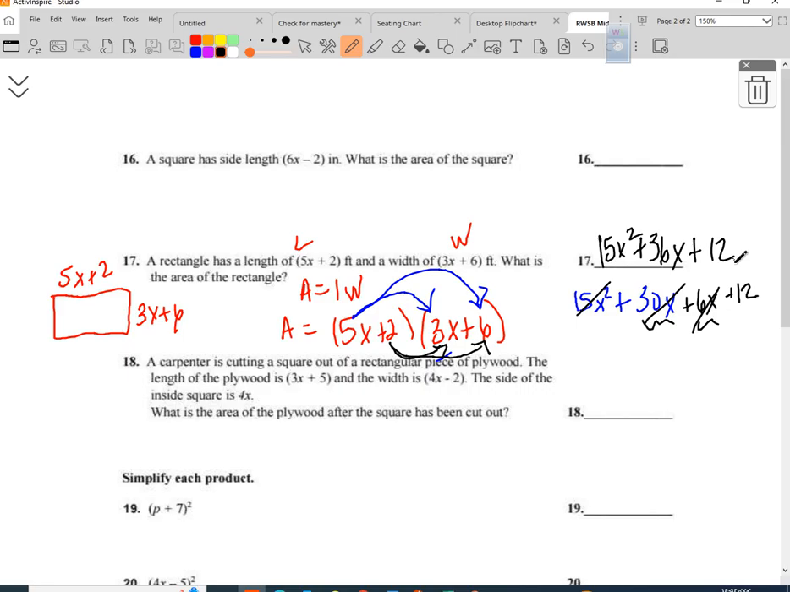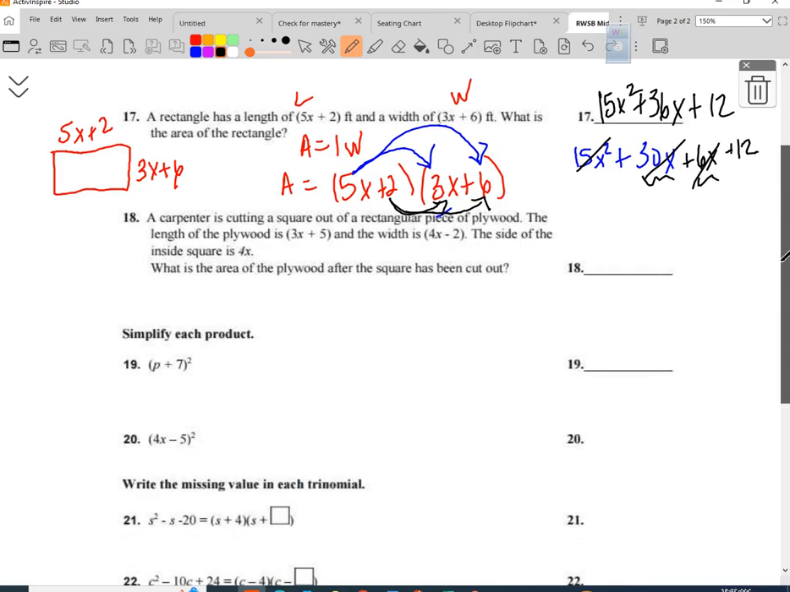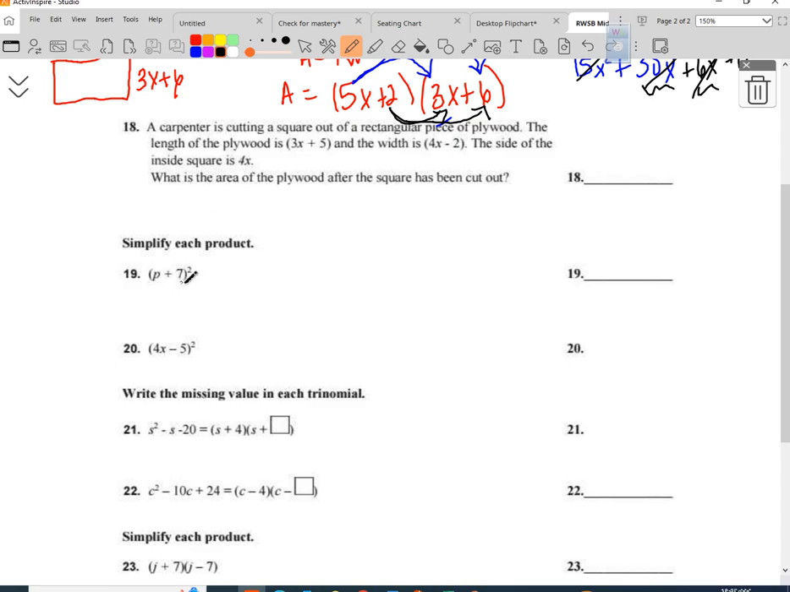So the last ones are ones that we can do with the shortcut. If the shortcut is confusing to you, you can do them the long way. I'm going to do them with the shortcut because that's why we covered that section. So 19, t plus 7 squared. Remember, that's the same as this. I'm not going to use that way. You could distribute, but we learned a shortcut.